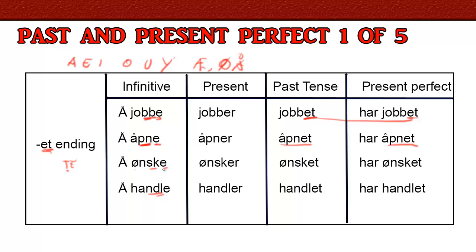Å ønske, to wish. Again, remove the E. Here you will also get three consonants. Å ønske, ønsker, ønsket. ET ending, har ønsket. Å handle, to shop. Particularly for food, it's used for this, but you can also use it for other things. Å handle, handler, handlet. ET ending, har handlet.